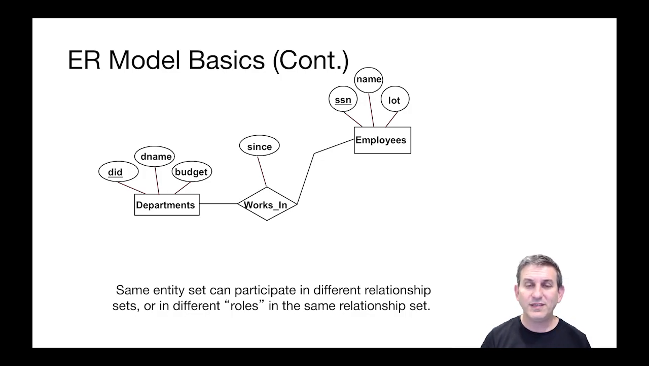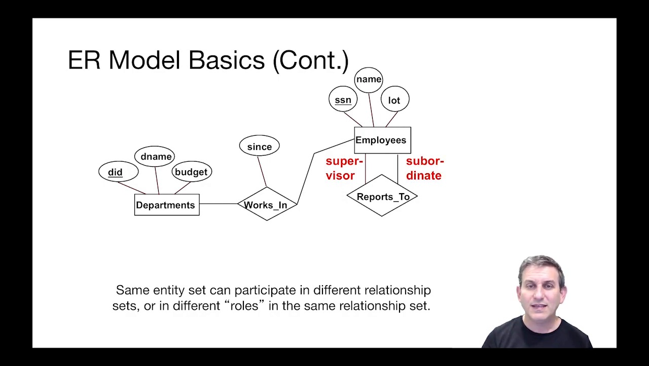Here's an example where the employees entity set is participating in a works-in relationship set, but also in a reports-to relationship set. And notice that it's participating in reports-to twice. That entity set employees is participating as a supervisor side of that relationship set and as a subordinate, or supervised, if you prefer, side of that relationship set. And so one employee might be the supervisor of another employee who is the subordinate. So an entity set can be in multiple relationship sets. It can even have multiple roles in the same relationship set.